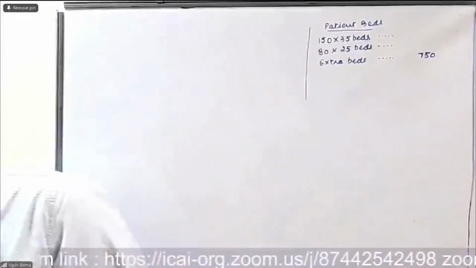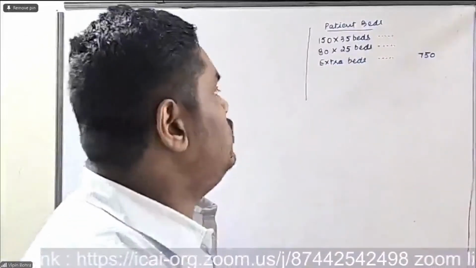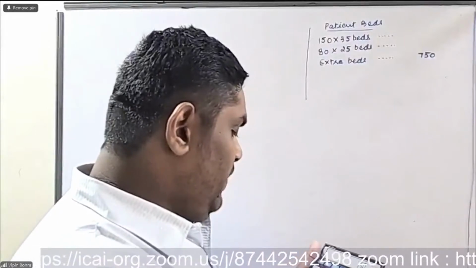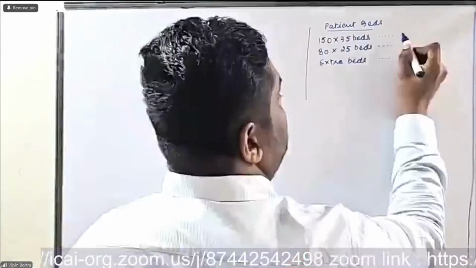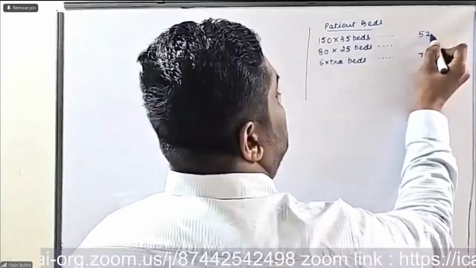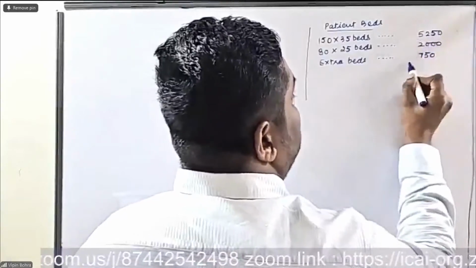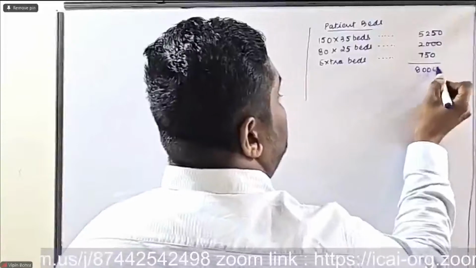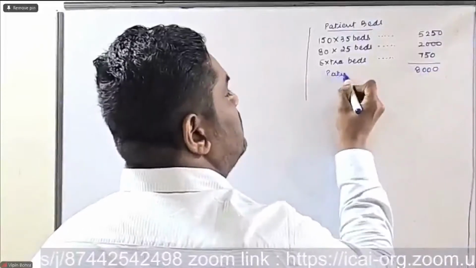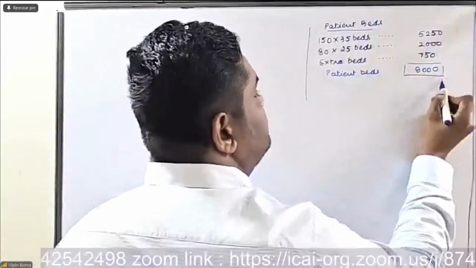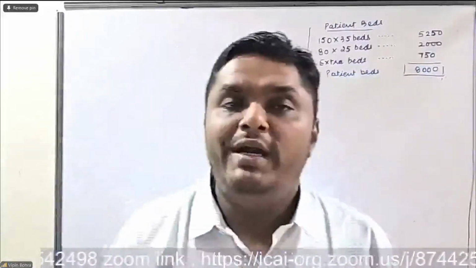So when talking about the total number of beds that are occupied in a year, 150 into 35, 80 into 25, that is 2,000, and 750 extra. So total 8,000 patient beds. So this point is the key.